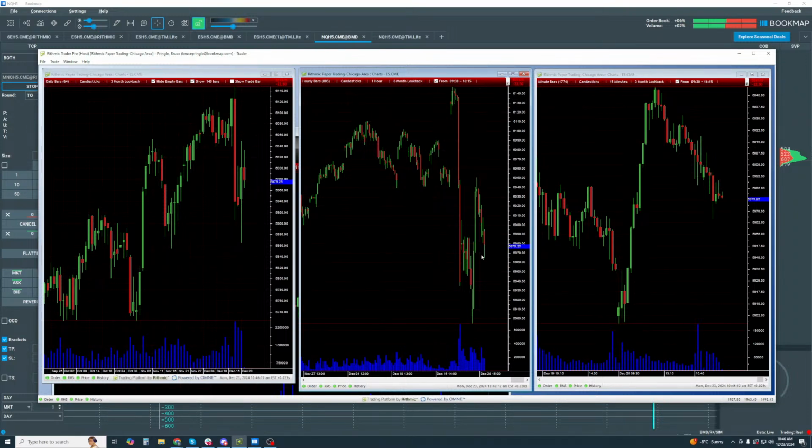So this pullback, or this move to the downside, is not too convincing. The pullback actually looks pretty good to me. This is a strong move in here. Look at the 15-minute chart, then look at the way it's pulled back.